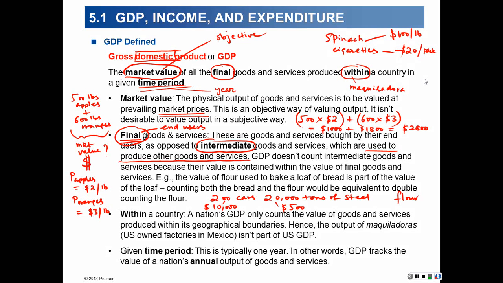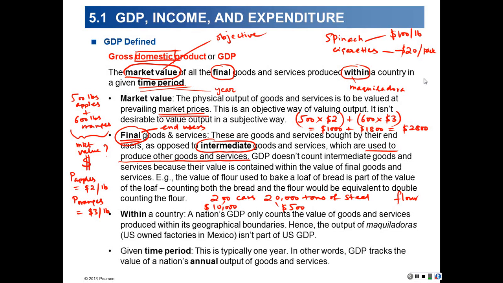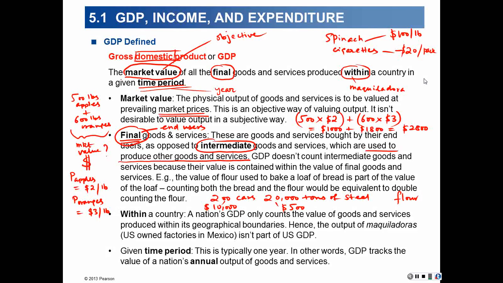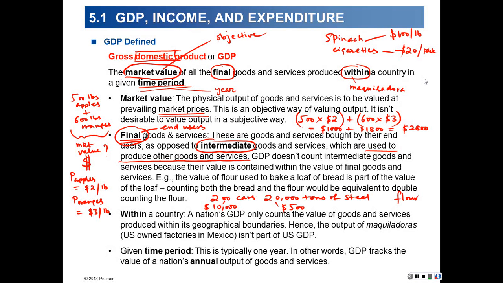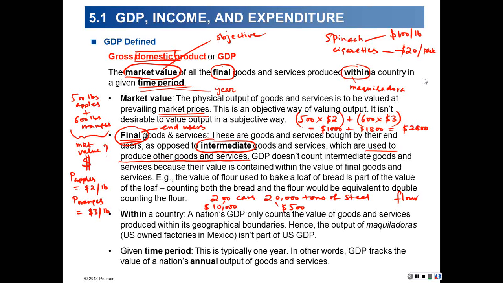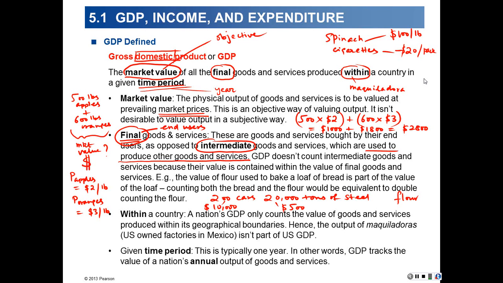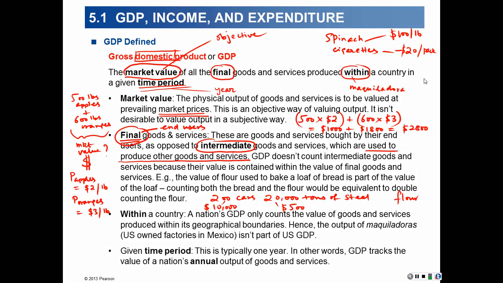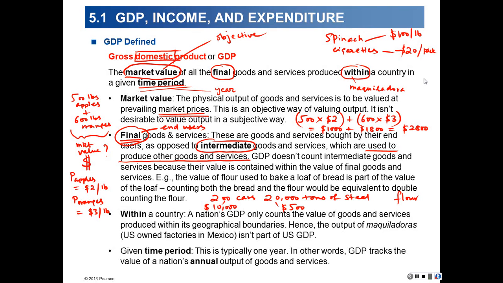And let's say this maquiladora produces $1 million worth of goods every year. Would this output be considered part of the United States GDP? No. Why? Because this is production that's being carried out outside the US. It doesn't matter that the company is a US company, right? What's important here is that that production is being carried out outside the US.